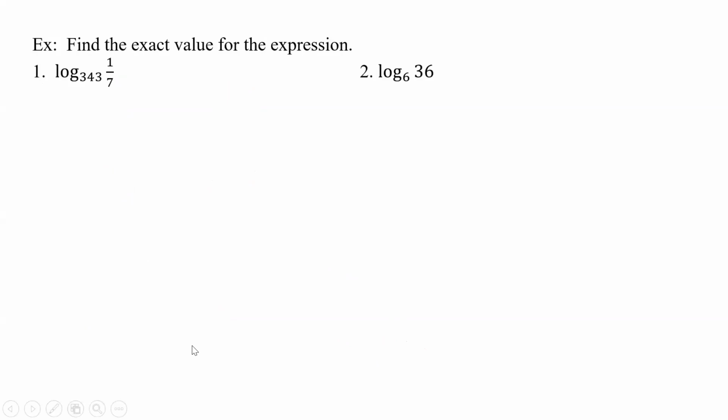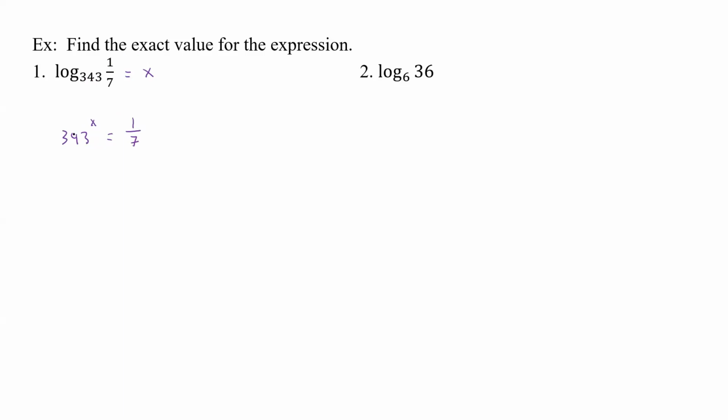So now they want us to find the exact values for these. All right, so how do we find the exact value? Well, sometimes you have to simplify, and we're going to say that the logarithm is equal to x, because we want to solve this, so we're going to give it a variable. Then we take our base to that value, equal to that. So we take 343 to the x equals 1 over 7. We just used our conversion from logs to exponents to help us here.